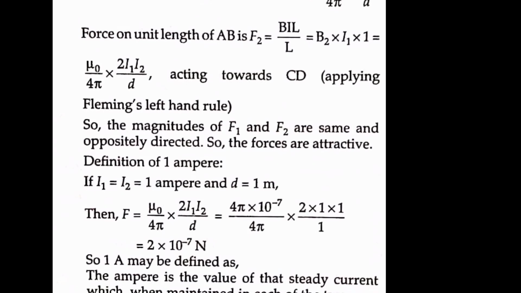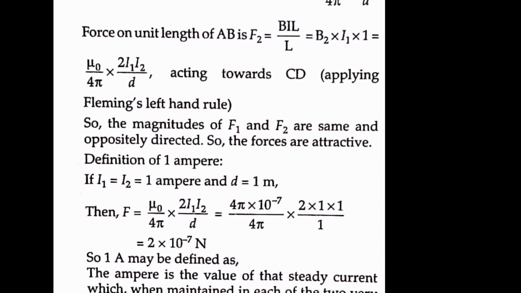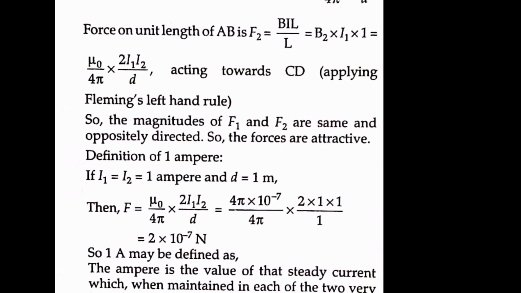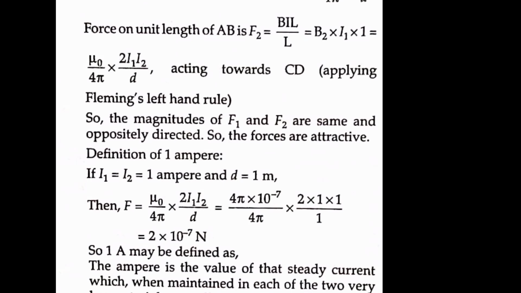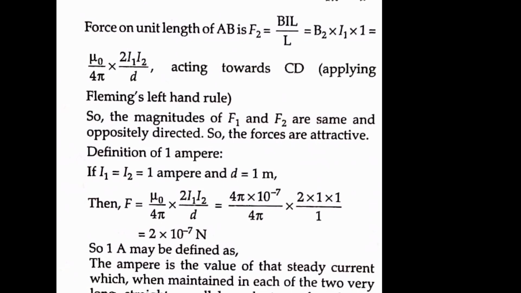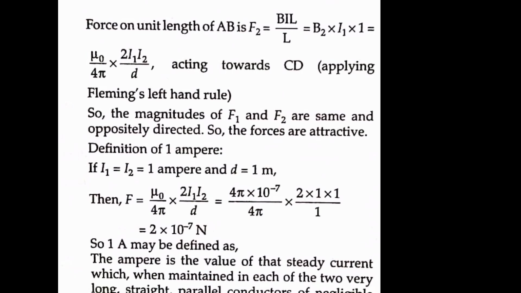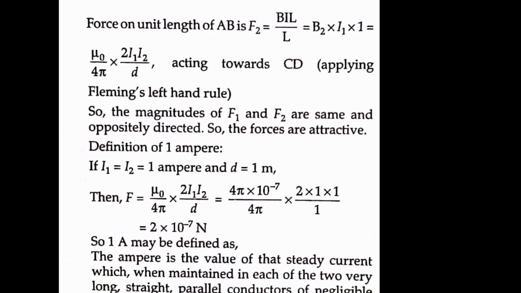Due to current I1 there will be a magnetic field produced at CD. Also due to current I2 there will be a magnetic field produced at AB. So that we are finding. And we can see that both the magnitudes are the same but the forces are in opposite directions.